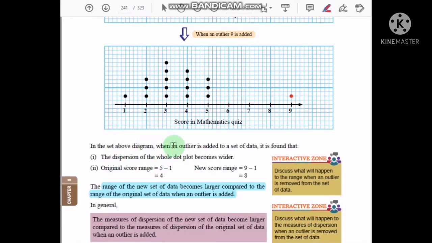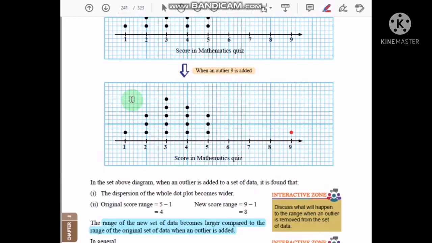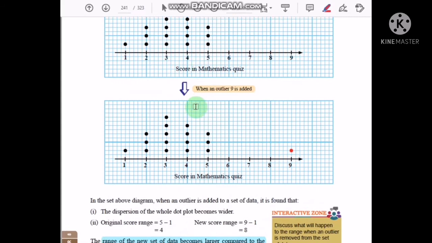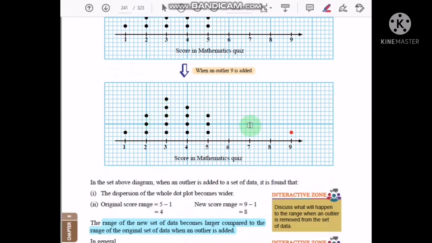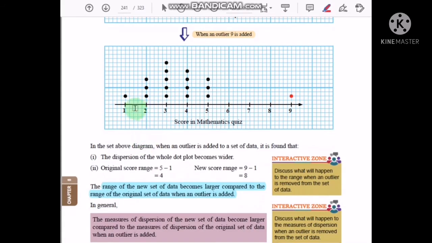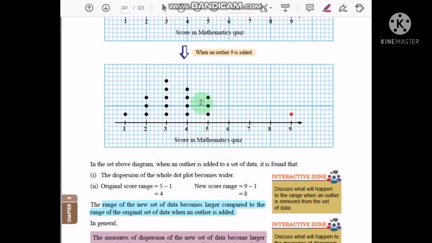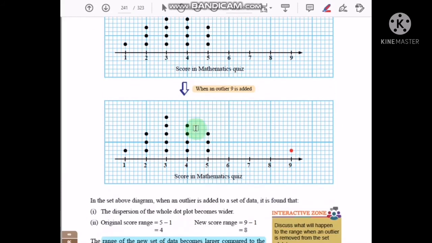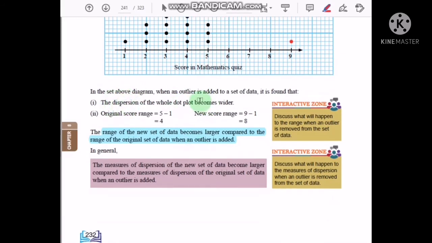In the above diagram, when an outlier is added to a set of data, it is found that the dispersion of the whole dot plot becomes wider. Dispersion of the whole dot plot becomes wider. So the dispersion from 1 until 5 only will become wider, from 1 until 9. I hope you can see this one. From 1, bring it upright, and then until 9. As compared to the original one, the dispersion is from 1 until 5 only. So it becomes wider.